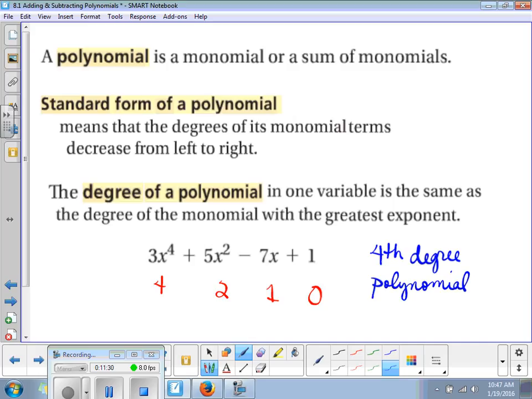Also, please notice that the degrees of the monomials are in order from greatest to least. And that is what they mean by standard form.